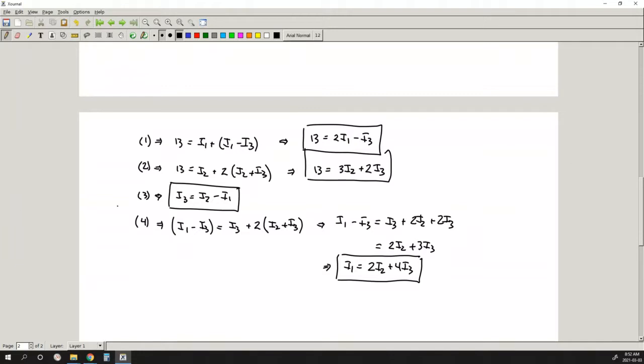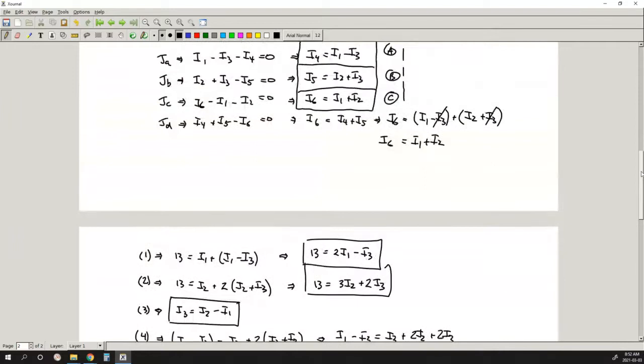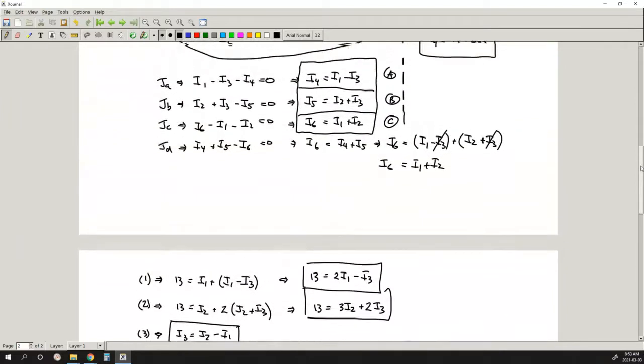Oh, sorry, did I miss a message? Maybe. Shouldn't I3 be I1 minus I2? Let me see. Shouldn't I3 be I1 minus I2?